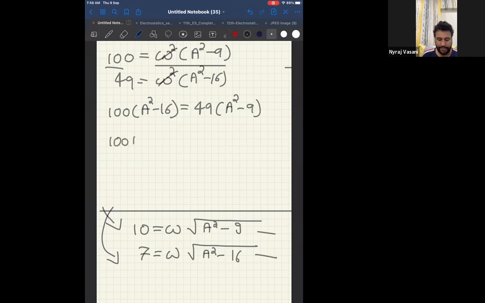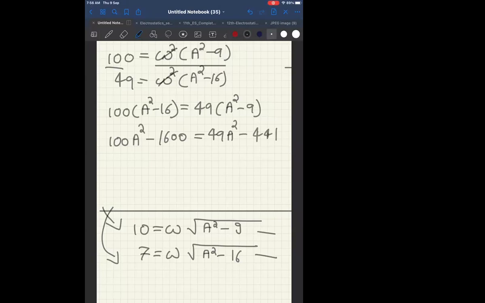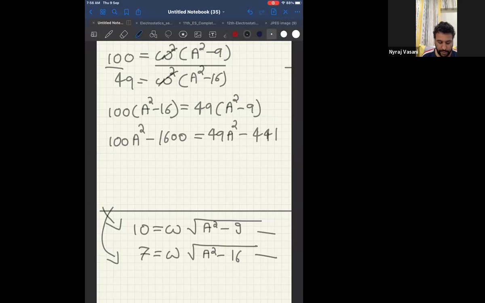I will get 100 a square minus 1600 is equal to 49 a square minus, I have 49 into 9. Tell me what is 49 into 9? 441. Now 100 a square minus 49 a square. So it will become 100 a square minus 49 a square. I'm taking it this side is equal to minus 441 plus 1600. Tell me, did you understand this? Yes, sir.